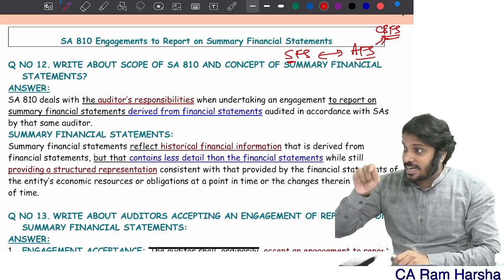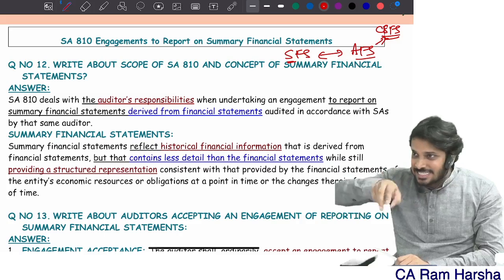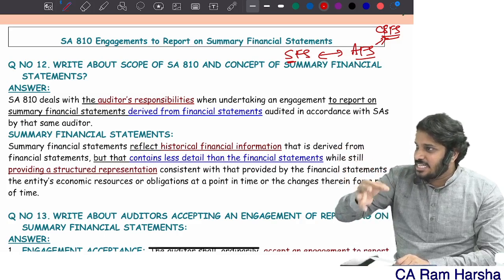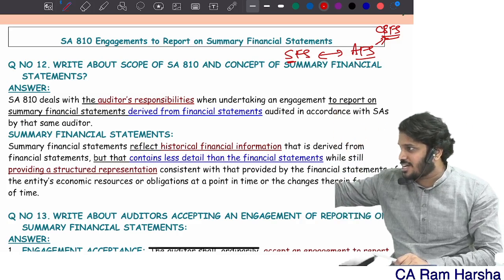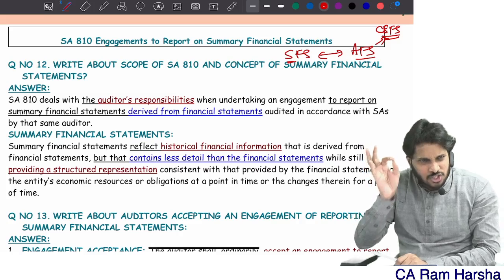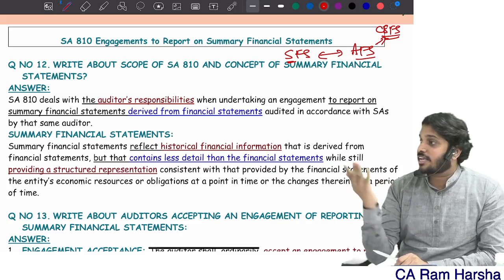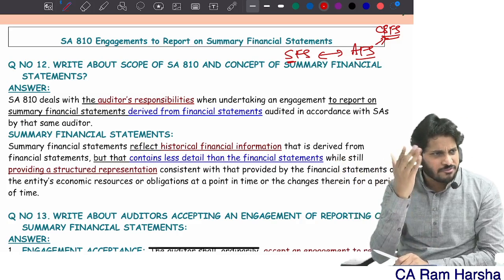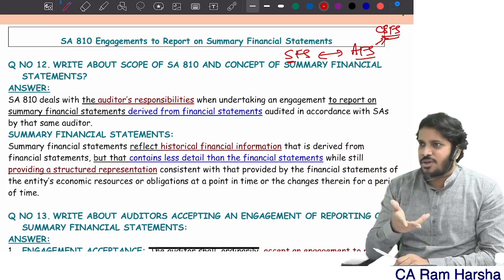See whether that criteria is enabling, whether that criteria is resulting in presenting summary financial statements that represent a fair summary of audited financials. We just have to check this. Suppose the company said, sir, this is the summary balance sheet, summary P&L. I saw this and I compared it with the audited. No, this is not a fair summary. It is not like a summary of that.